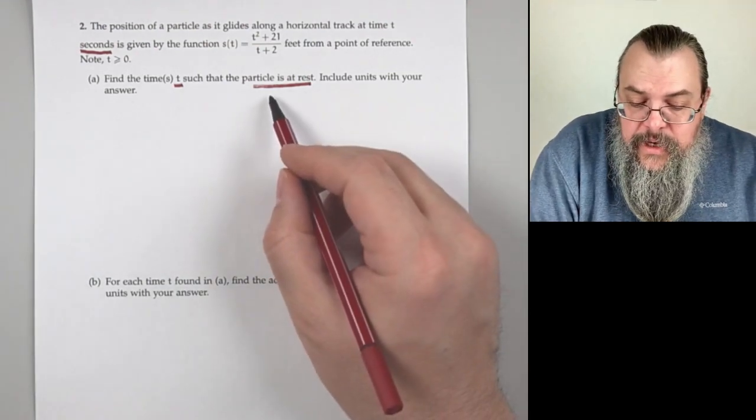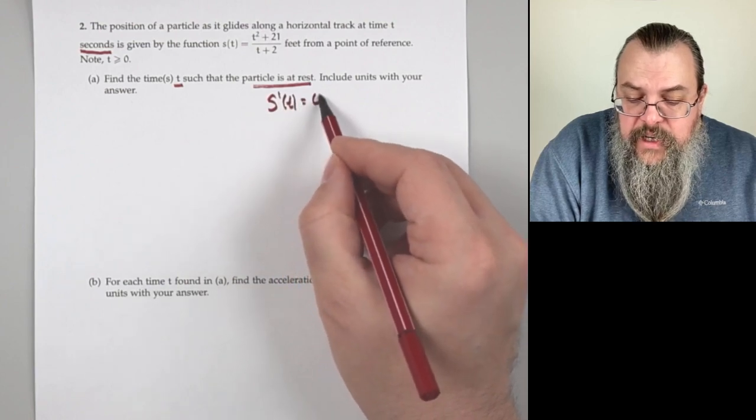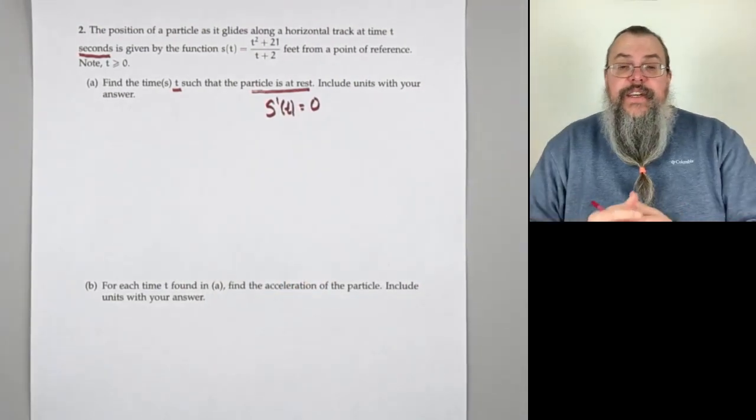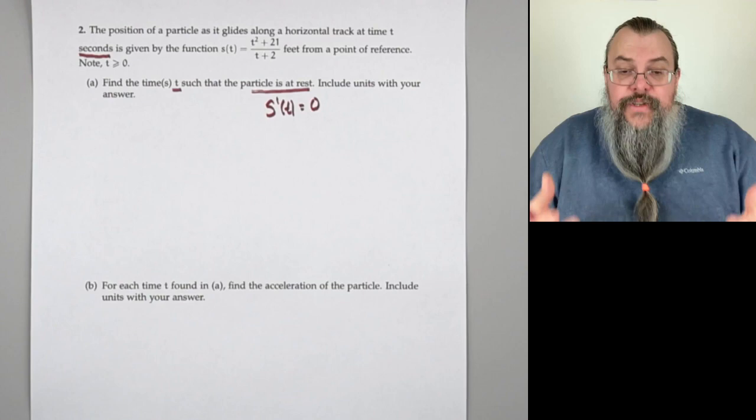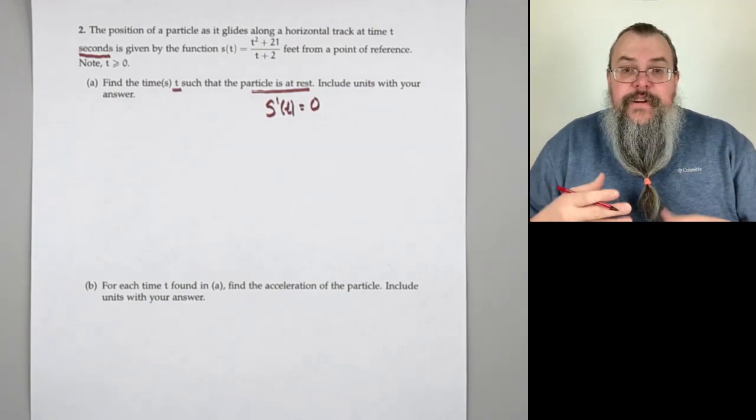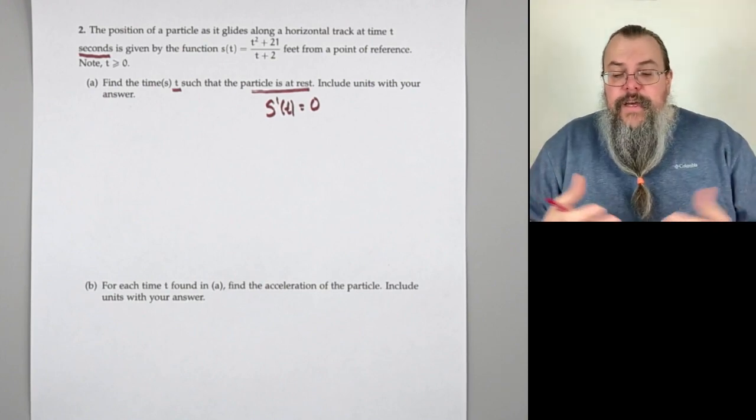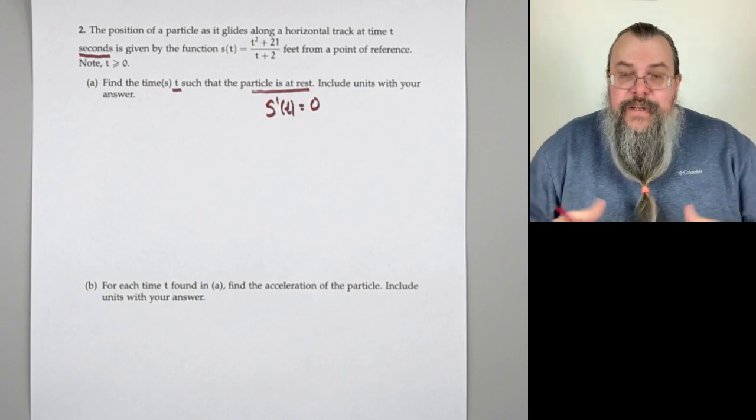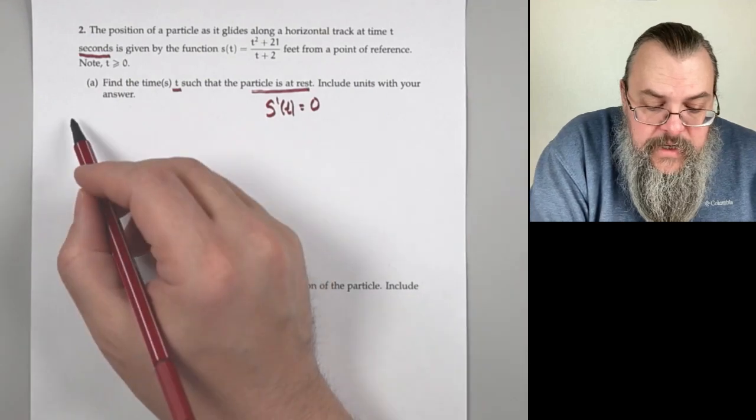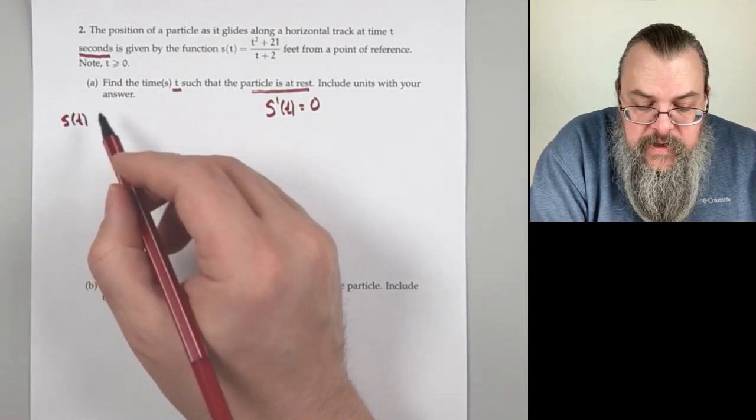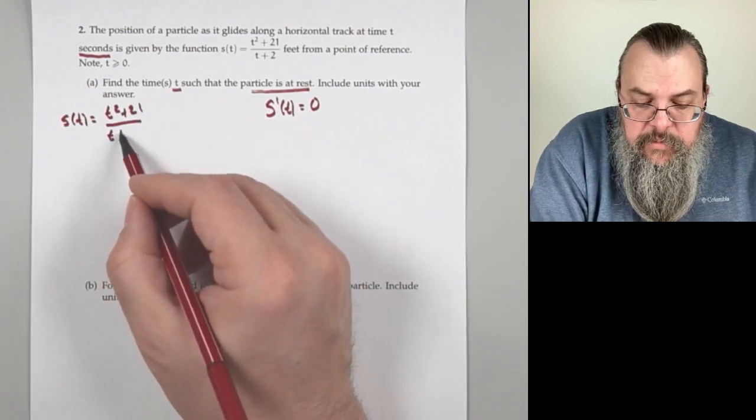So if I want to understand how things are moving, I look at s prime of t. To be at rest, I set it equal to 0. So the question is asking us to find the derivative and set it equal to 0. Now that we know that, it's easier to figure out how to start the problem. Let's start by taking our derivative, and once we have that, we'll set it equal to 0. Life is good. Bob's your uncle. All right, so let's start. s of t is equal to t squared plus 21 over t plus 2.